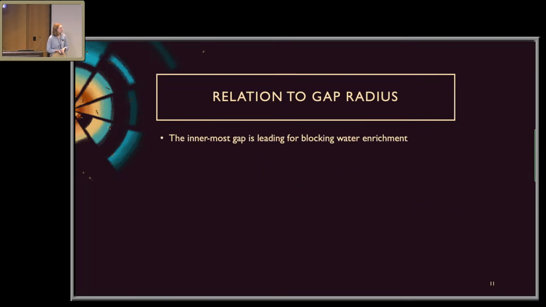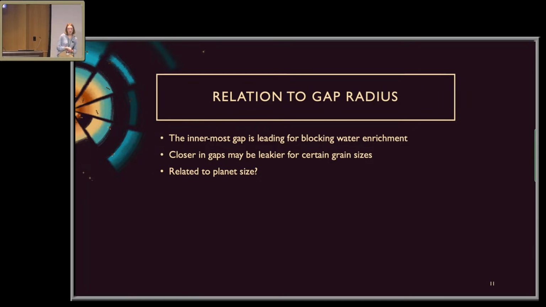So this could mean a couple things. Since for modeling results, it seems to suggest that the innermost gap is leading for blocking water enrichment, it could be that closer in gaps are just naturally leakier, that they cannot be as deep as the outer gaps, and that certain grain sizes are just allowed to flow through, still replenishing the inner disk. And this could in turn then be related to the planet size if these gaps are formed by planet formation, so that a planet closer to your star might be less heavy and less efficient at blocking this drift.